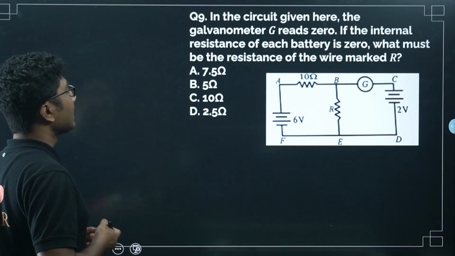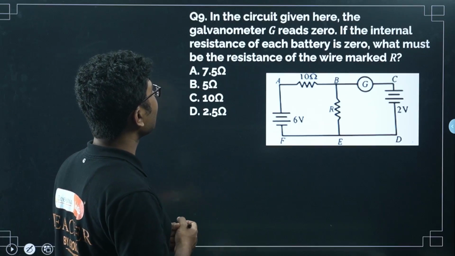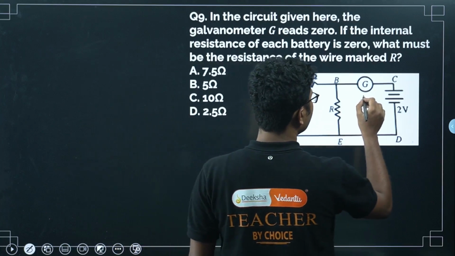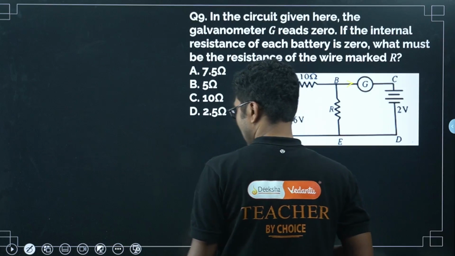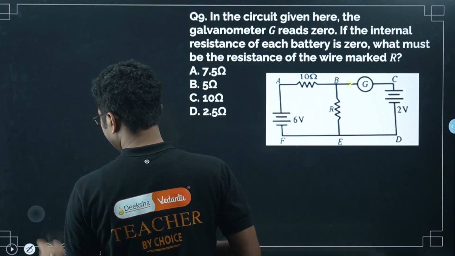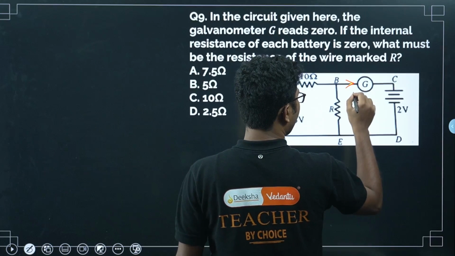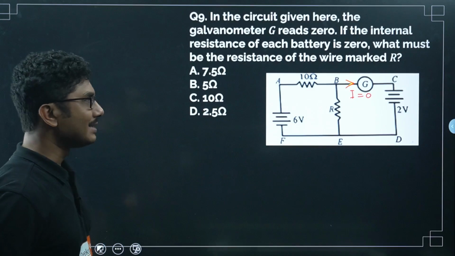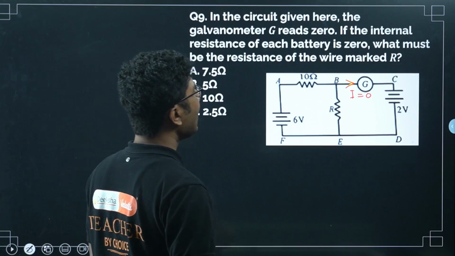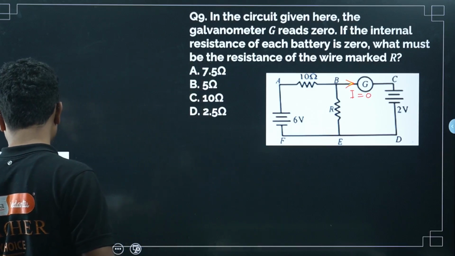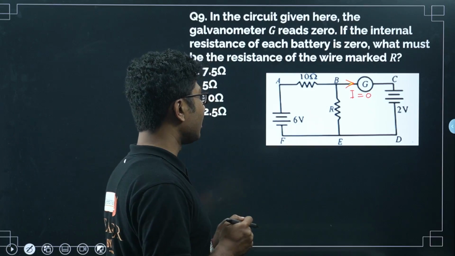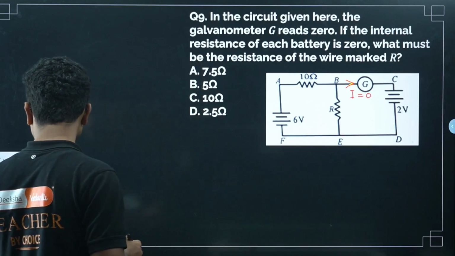Now in the circuit given here, the galvanometer G reads 0. So galvanometer G reads 0, so no current is flowing through this. Galvanometer basically detects the presence of current. If no current is passing through this, then it will read 0. So current through this circuit is 0. Now when can this happen? This is actually a tricky question where you have to understand the concept, then only you will be able to answer this question.